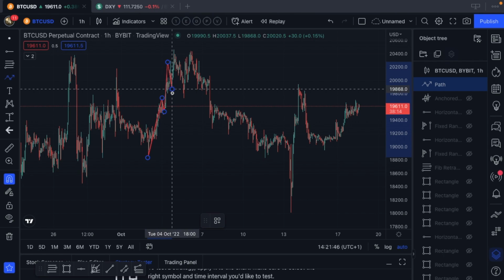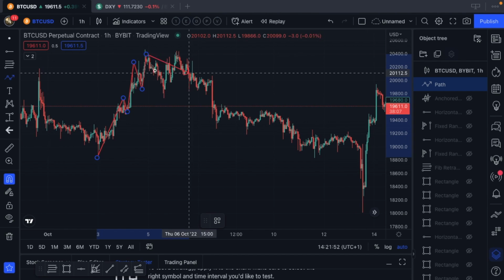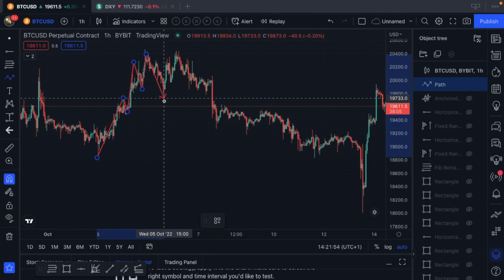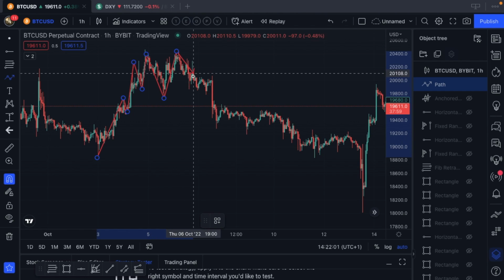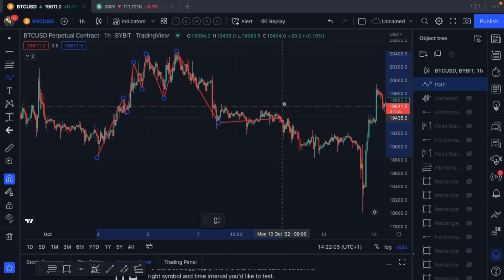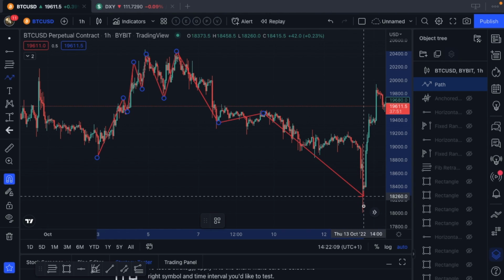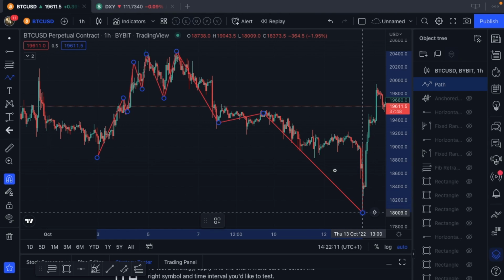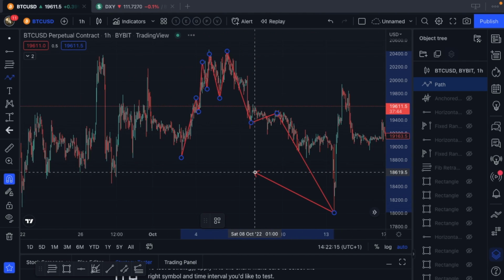Come on, magnet. 3 pushes to the upside. I'm going to widen this out so it looks a little bit better. And then we put in a topping pattern, which we usually look for M's. And then we'll get 3 pushes to the downside. So 1, 2, and 3. And so that will complete a market cycle.